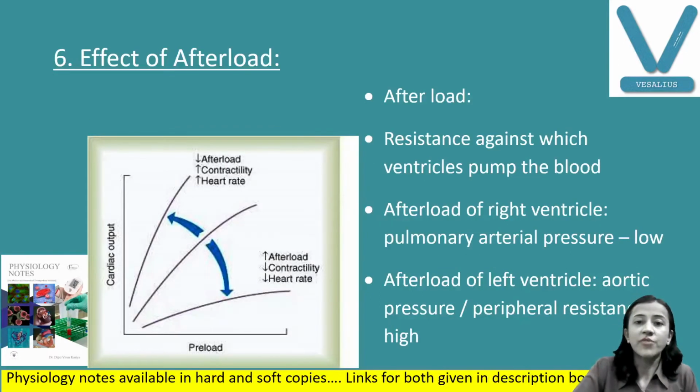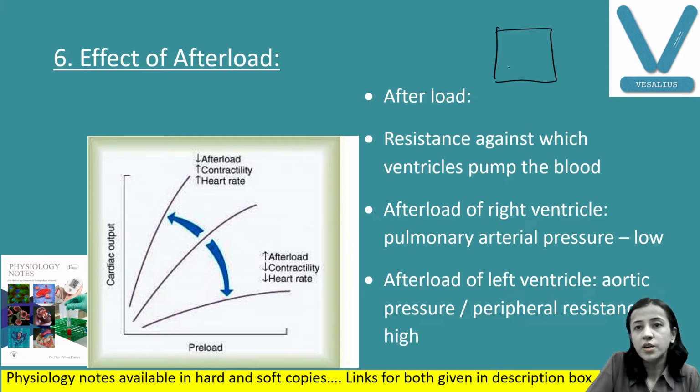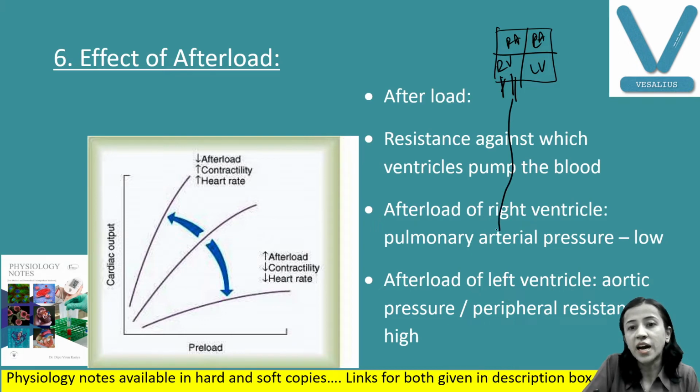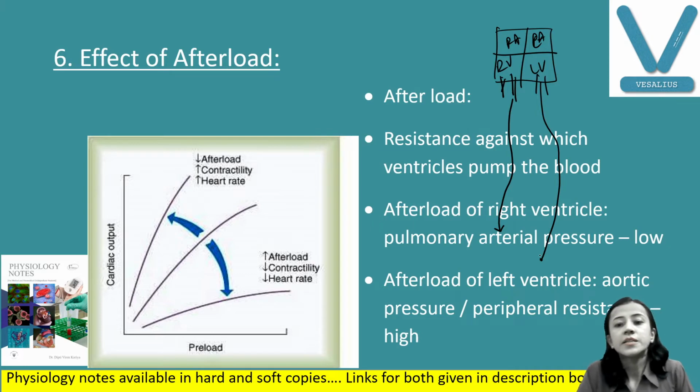Now another is the effect of afterload. Afterload means the load that acts on the muscle after the muscle starts contraction, and that is the resistance against which the heart has to pump. You can see here, suppose this is your schematic diagram: this is your left atrium, left ventricle, right atrium, right ventricle. For the right ventricle, the afterload is the pulmonary arterial pressure, and for the left ventricle, afterload is aortic pressure. So when this afterload is increased, the heart has to pump more. Always aortic pressure is more.